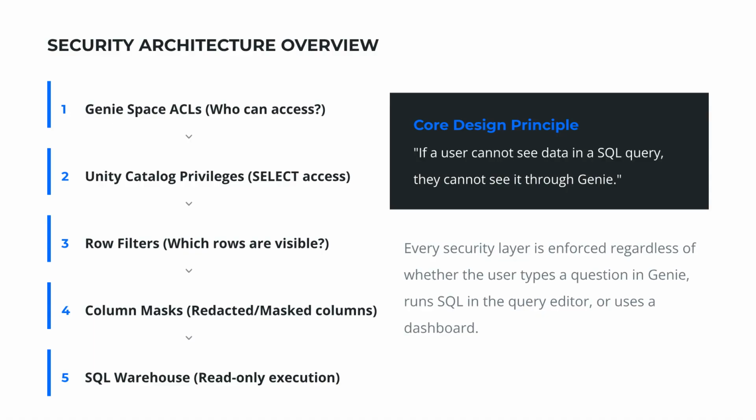Genie doesn't come with its own separate security model. Nope, it inherits and enforces every single security control you've already built in Unity Catalog. Here's the flow. You ask a question, then Genie Space ACLs decide if you can even enter the space. Then Unity Catalog privileges check if you can select the data after that. Row filters decide which rows you're allowed to see. Then column masks redact or mask sensitive columns. And finally, everything runs on a read-only SQL warehouse.